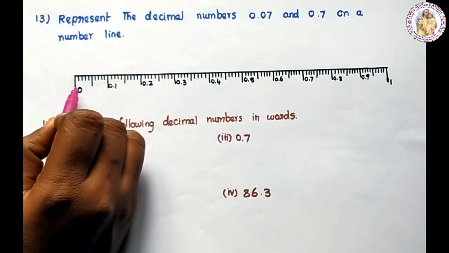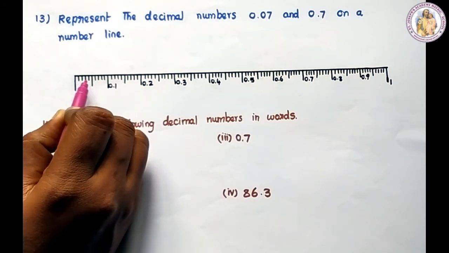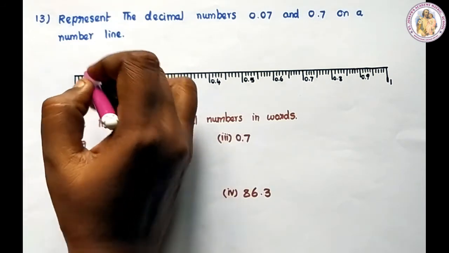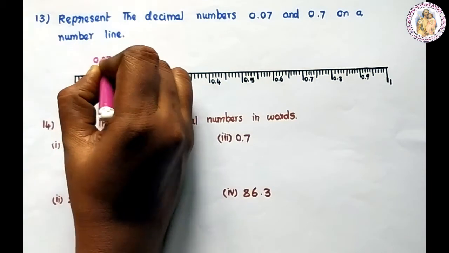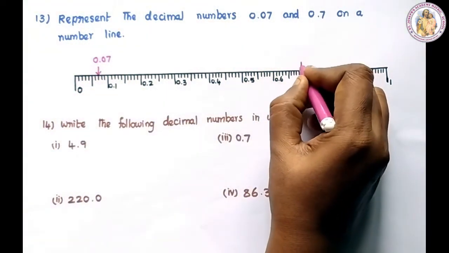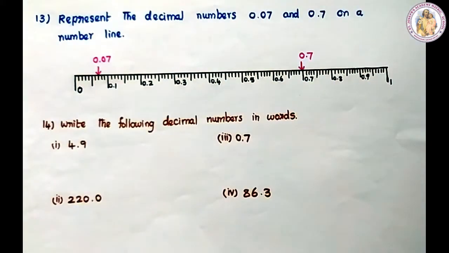Like that, here we find out 0.07. So 0.01 to 0.04, 0.05, 0.06, 0.07. That is 0.07. Next 0.7, that is here, 0.7. So that is the answer.